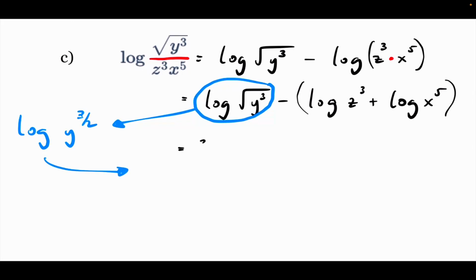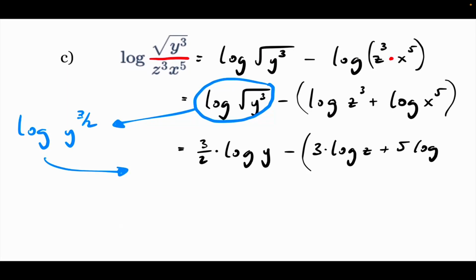So that means the power is going to come in the front, 3 over 2. Power comes in the front. Done. That's expanded. Right? We started with this, very compact. We finished with that.